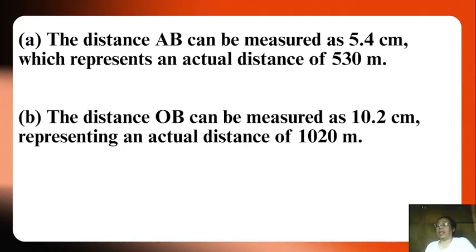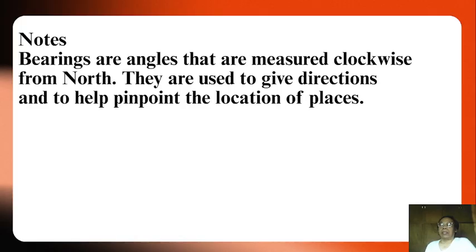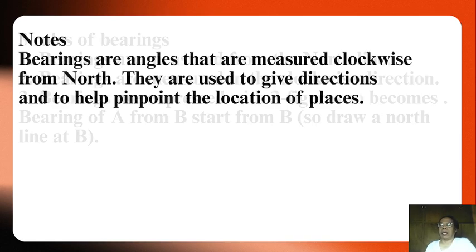So for letter B, the distance OB can be measured as 10.2 centimeters. And then 10.2 centimeters, using our scale of 1 centimeter equal to 100 meters, now represents the actual distance of 1,020 meters. So, notes: bearings are angles that are measured clockwise from the north. They are used to give directions and to help pinpoint the location of places.